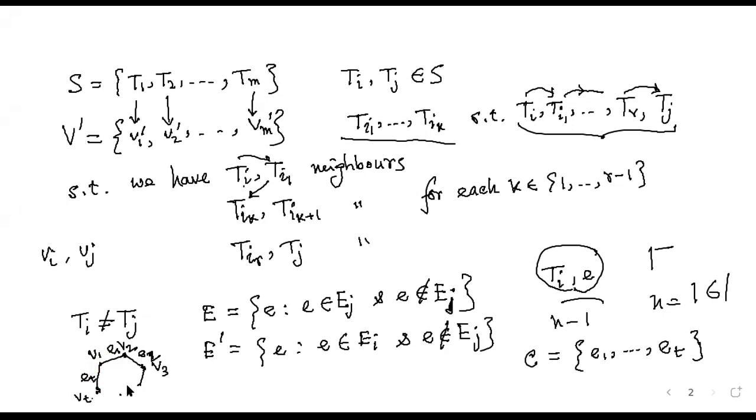So we have this cycle. Now at least one of these edges does not belong to Tj. Right? Because if all of these edges belonged to Tj, then Tj would contain a cycle, and that cannot happen. So one of these edges does not belong to Tj. Is that clear?